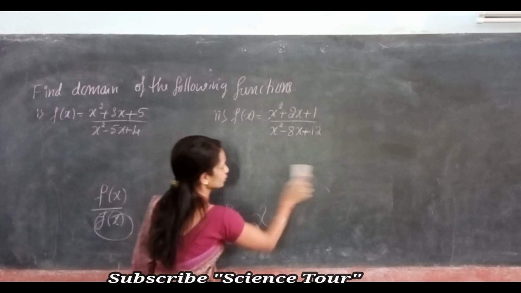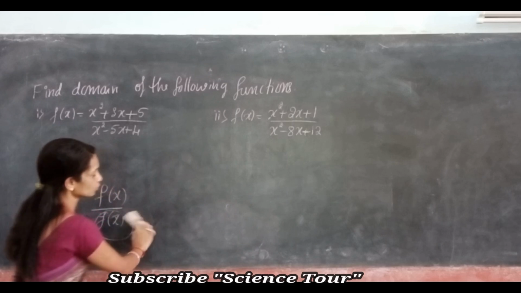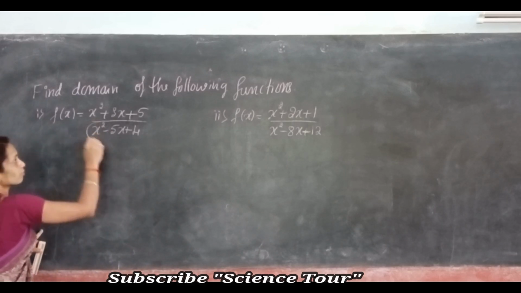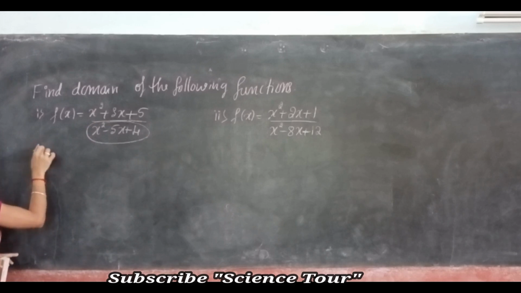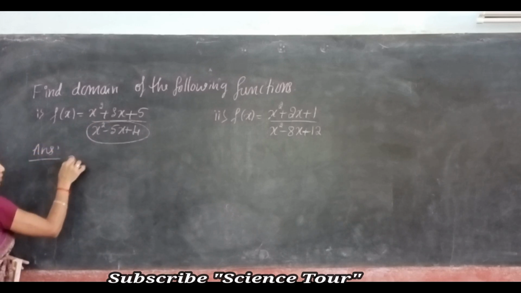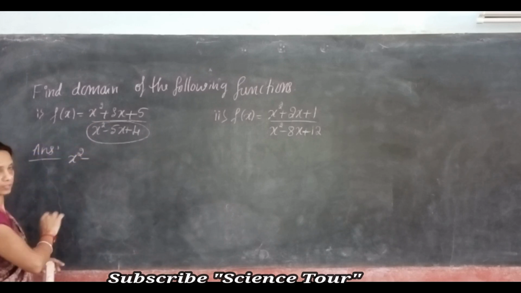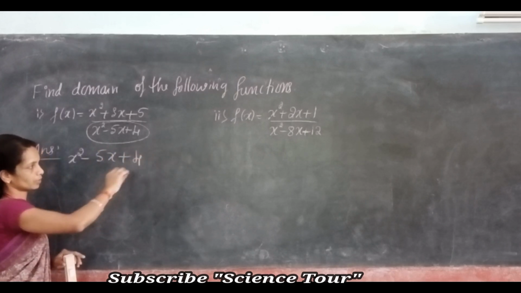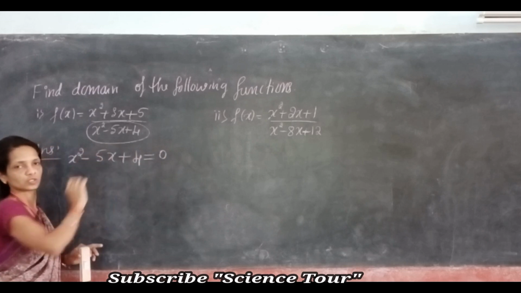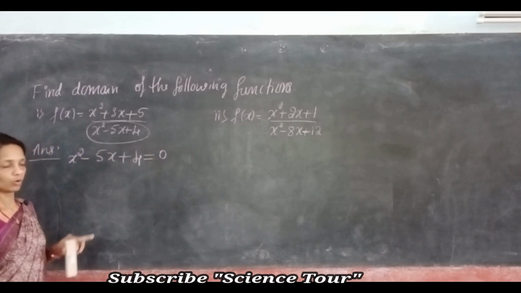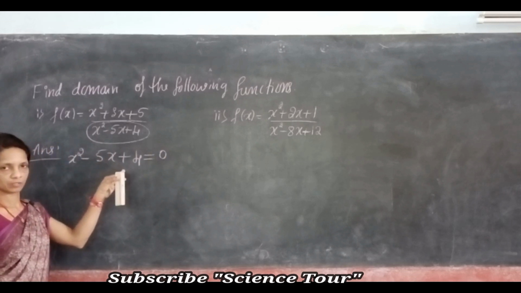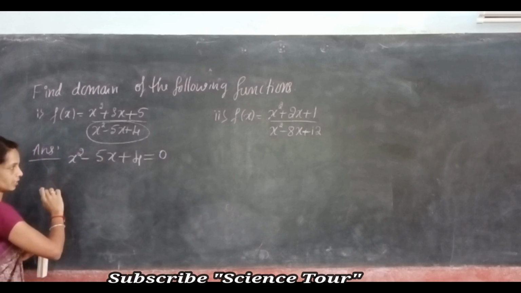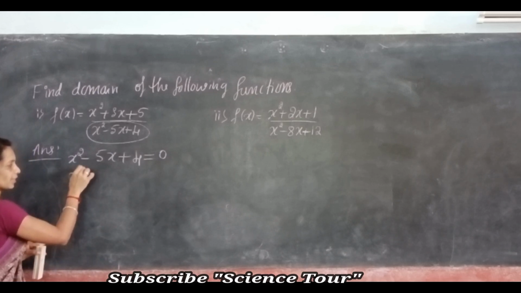So like that you have to do for these two functions. Now what you have in the denominator place in the first one? Okay, now this is the answer for the first one. The denominator polynomial is x square minus 5x plus 4, and that is equal to 0 for which value of x, that you have to find. For that you have to factorize this. You know how to factorize this quadratic polynomial, like that you have to factorize.